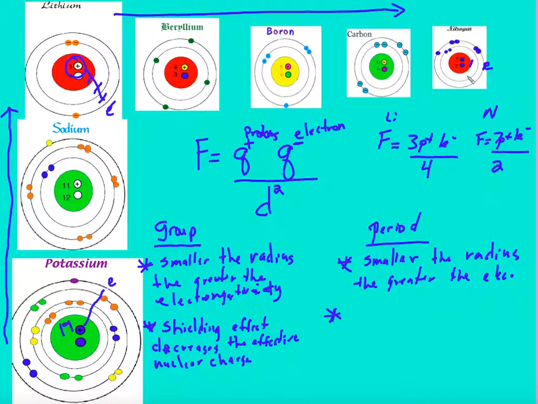Basically, what I'm trying to show is that nitrogen has a much smaller radius than lithium. So if you're comparing, nitrogen would have a much greater electronegativity because it has a smaller radius when compared to lithium, and it has a greater effective nuclear charge. And the reason is because as you go across, nitrogen has more protons in the nucleus.